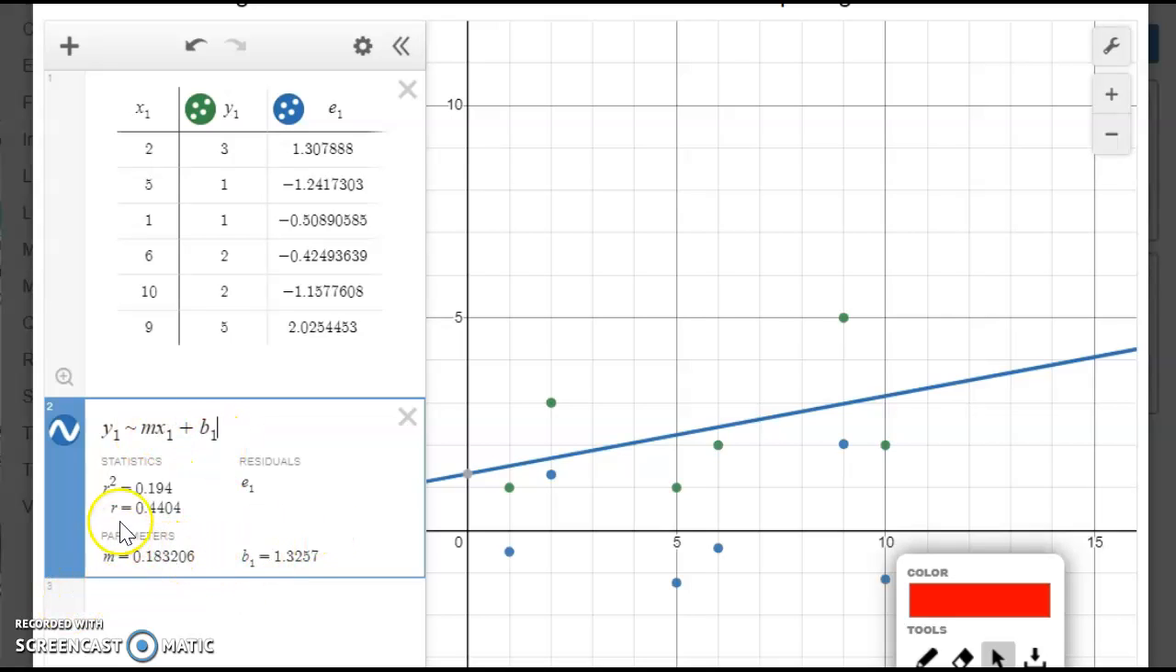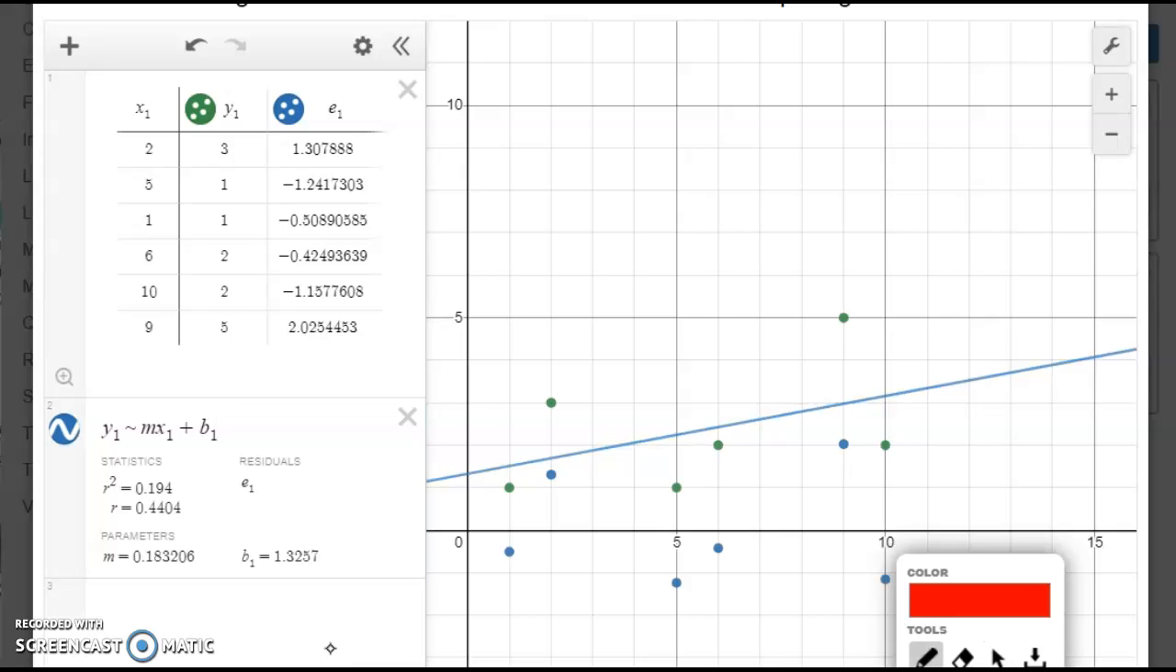What does that do? It actually gives you the line of best fit. It calculates for you what is indeed the line of best fit, and they have calculated the R squared value to be 0.194 in this case. The slope for this equation is 0.183206, and the y-intercept b1 is 1.3257.